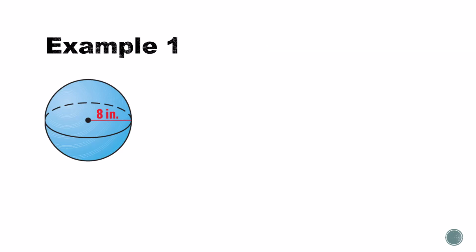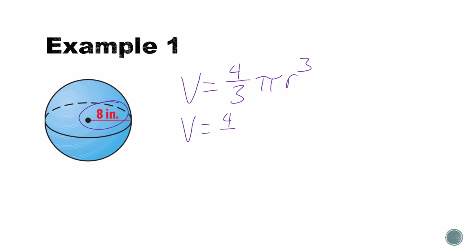So let's take a look at example 1 here. So we see we have a sphere. So we know that we're going to use the formula V equals 4/3 pi r cubed. And we can see that the radius is 8. So the volume is equal to 4/3 pi times 8 cubed. So we're going to go ahead and type that into our calculator.